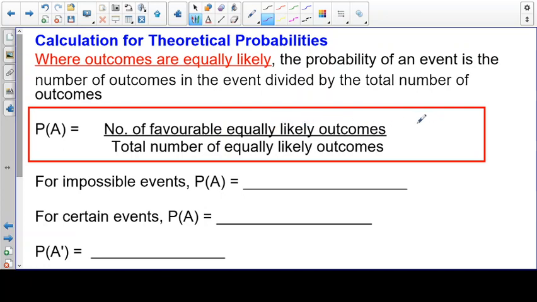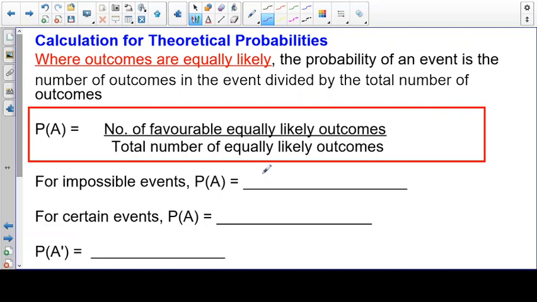So, for example, if you want the probability of getting a number less than 3 from a dice, well, the favourable outcomes will be the 1 and the 2. And the total number of outcomes will be 6. So the probability of getting a number less than 3 on a dice is 2 out of 6. So the ones that we want are the favourable outcomes, and then it's out of how many outcomes there are.